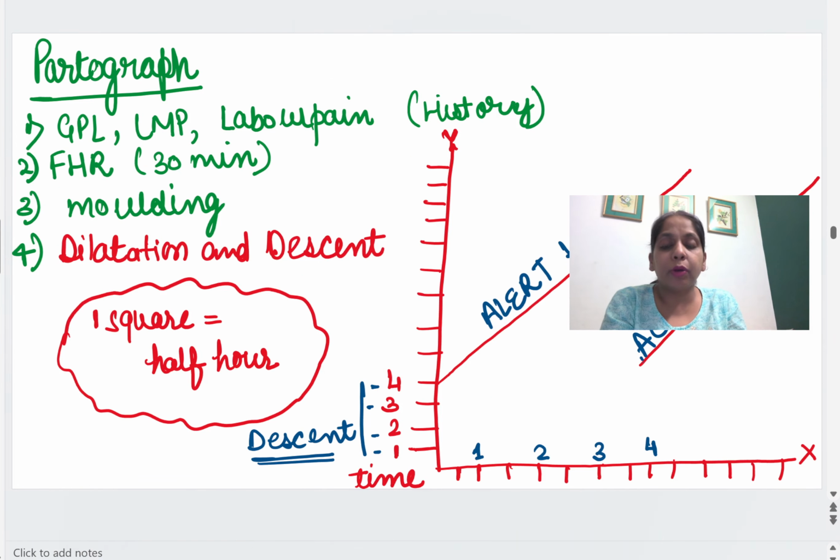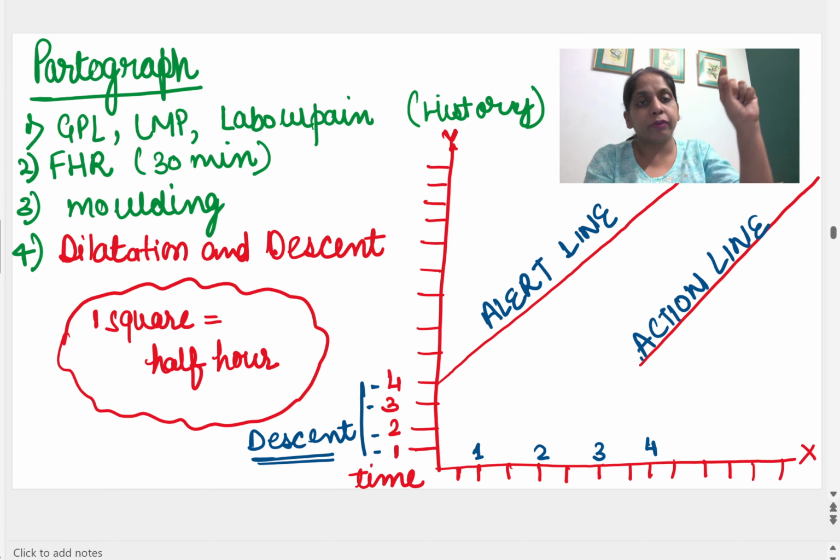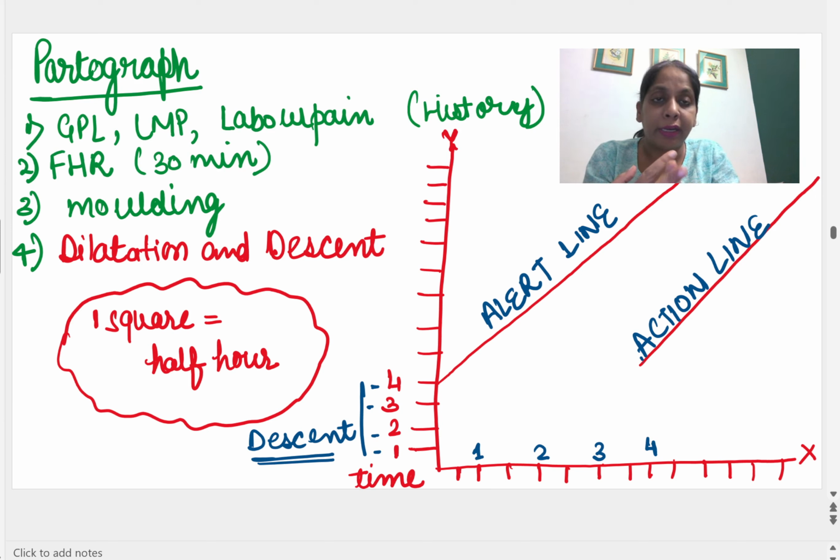Now let us study the partograph. What all do we do on the partograph? First of all, in the upper page of the partograph, we write the GPL status, LMP, when the labor pains started, all the relevant history. First and foremost, on the upper segment we write the history portion, and the second segment is all the fetal heart rate.